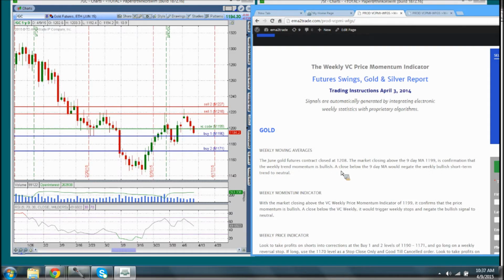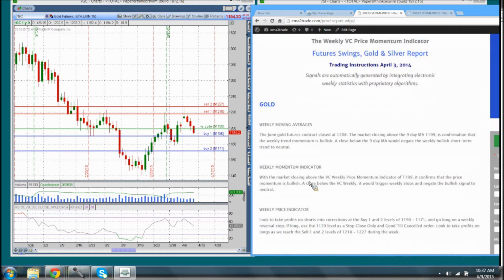But it also told you that if it comes down below 1199, which is the 9-day moving average that we use, the uptrend would be negated. The bullish short-term uptrend would be negated to neutral. The pivot point for the week is 1199 as well. With the market closing on Thursday above the weekly price momentum indicator of 1199, it confirmed that the price momentum was bullish coming into this week. But if it closed below the weekly 1199, it would negate this bullish signal to neutral.